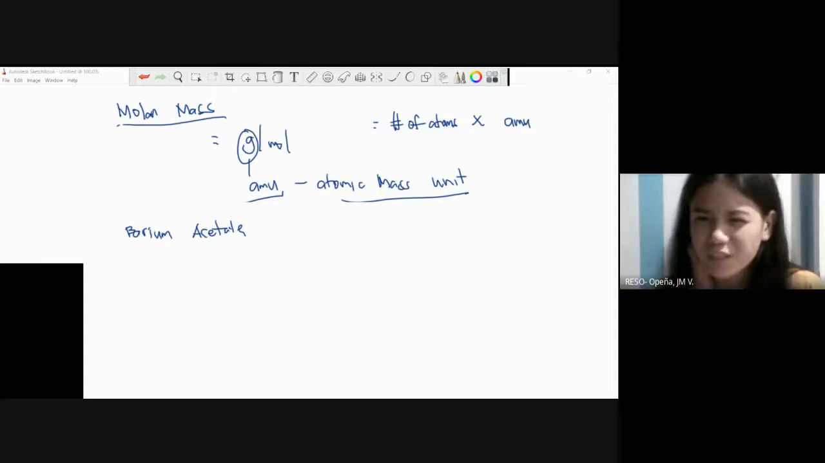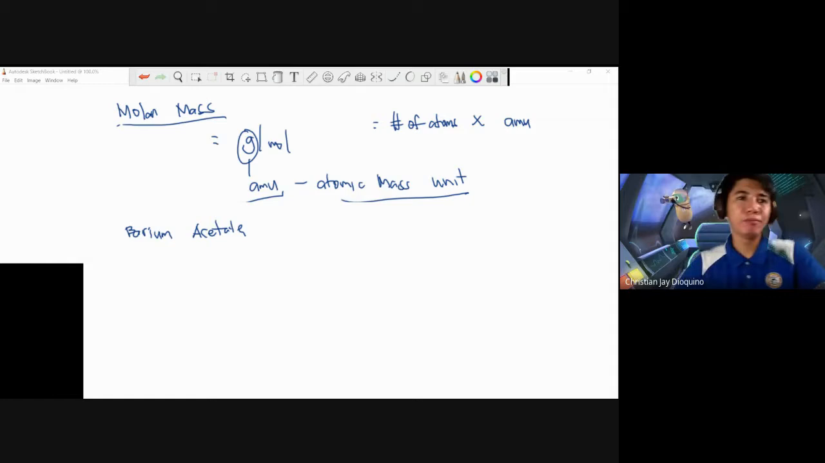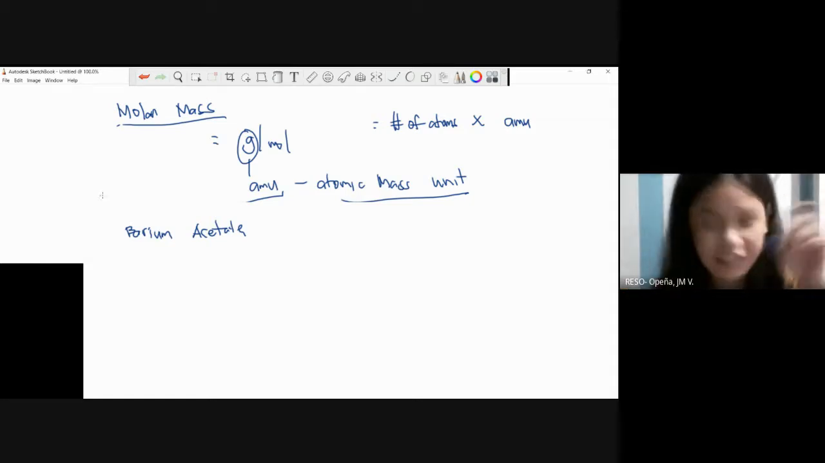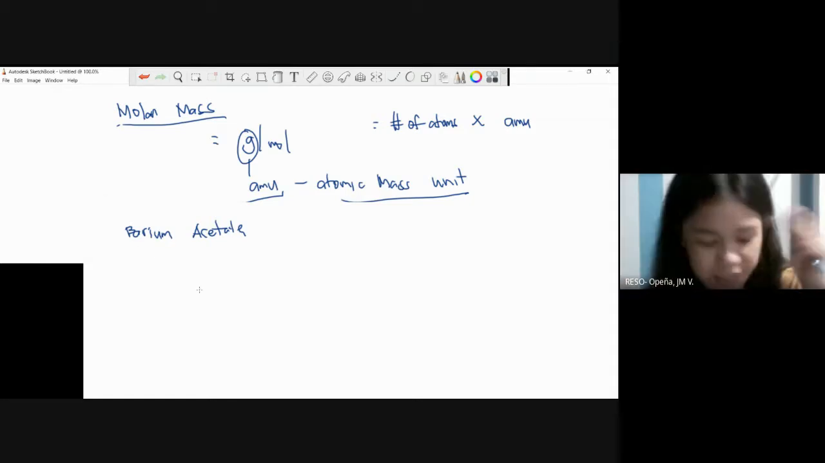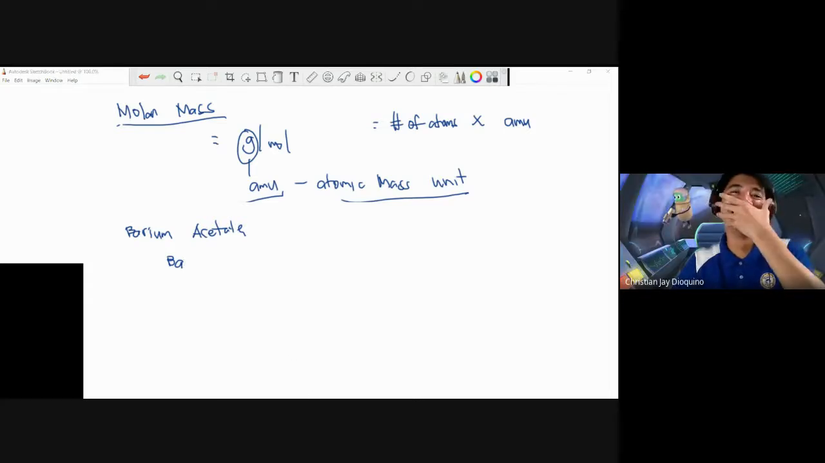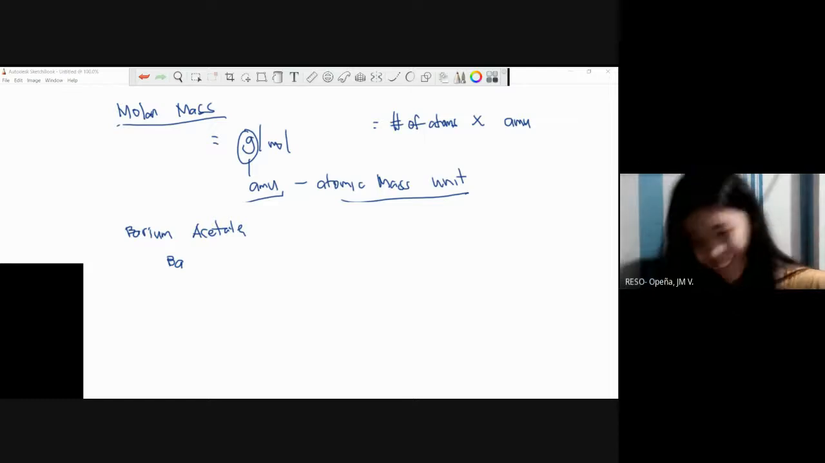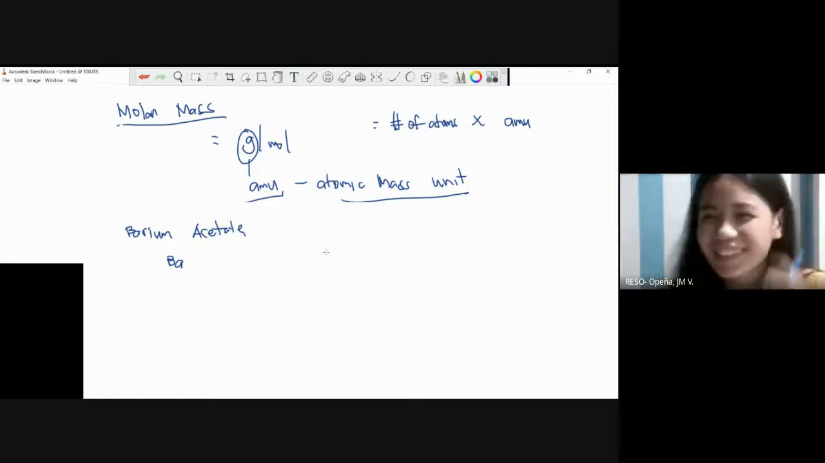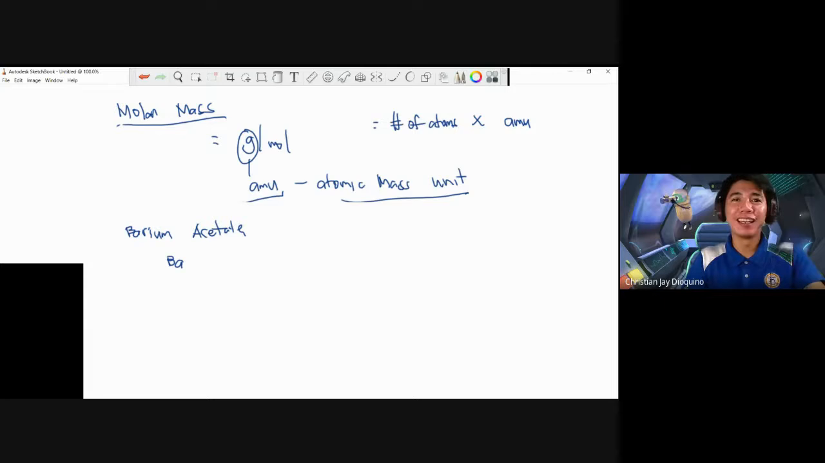Sir, try ko. Di ko alam kung tama to. Again. Ba po, Ba2, Ba, 2. Oh, mali na agad. Sabi ko sa'yo, sir, di ko alam kung tama eh. Anong charge ng Ba? Diba positive 2? Charge ni Ba, positive 2.